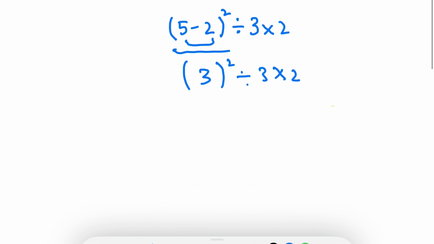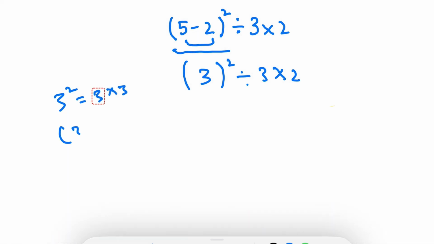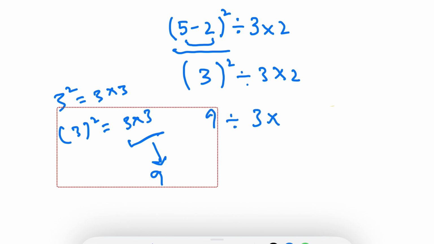Now we simplify the exponent. 3 power 2 means 3 multiply 3. So 3 multiply 3 is 9. So write here 9 divided by 3 multiply with 2.